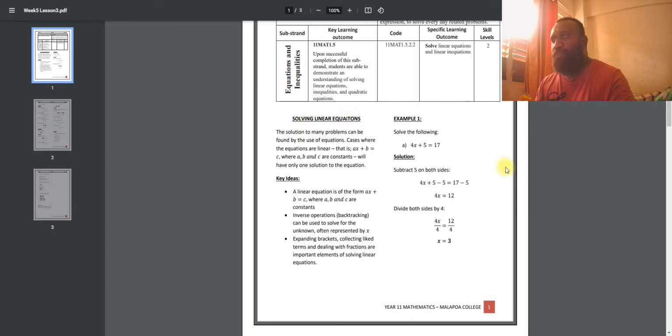Now, our note here is on solving linear equations. That is lesson 3 from last week. Solving linear equations.